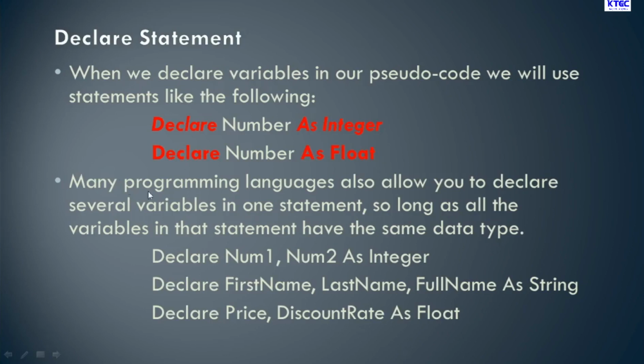An integer. If you want to take a number, something like a height from a user, you say declare height as what? A float, because height might have decimal points or decimal places in it. So take note of that. We use this declare to declare our variables, and then we use this as whatever to tell the data type we are declaring the variable for. Now, many programming languages also allow you to declare several variables in one statement, so long as all the variables in that statement have the same data type.